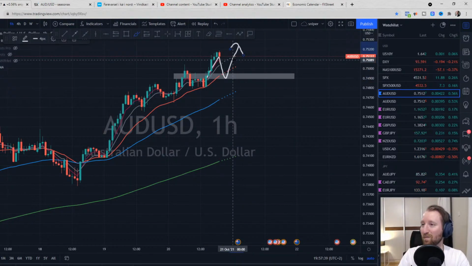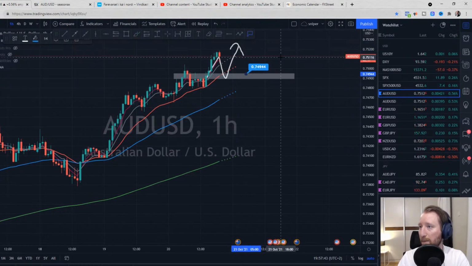Anyways, Aussie dollar, I think you should probably target a buy around 74.94. Day trade scalp. Not a lot, don't have a high position there, but yeah, I think that is it.